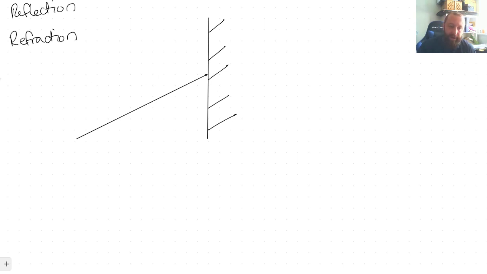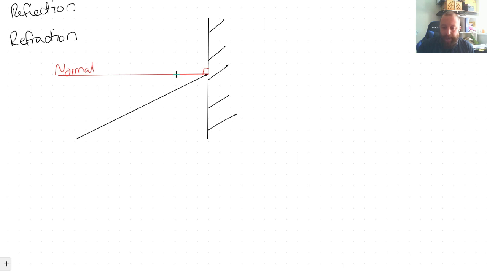So we're shining some light in. The other thing that we need to be able to draw on this one is a dotted line, but I can't do a dotted line, which is a shame. So I'm going to draw a line in a different colour so I can label it. This would be the normal line, and this should be 90 degrees to the surface of the mirror.